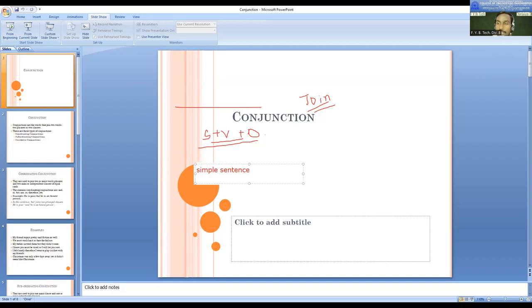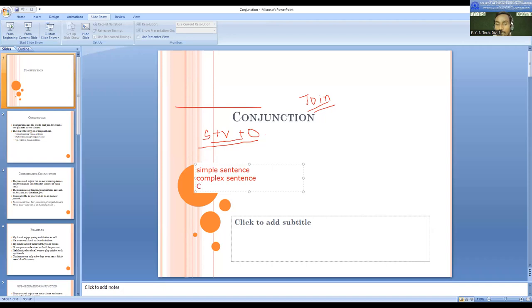Which are the other types of sentences, apart from the simple sentence? Any idea about types of sentences? Okay, complex sentence is there. So what is this complex sentence? When we use two sentences together, joined by subordinating conjunctions, they become complex sentences. In a complex sentence, there is one main clause and one or more subordinate clauses joined by subordinating conjunctions.